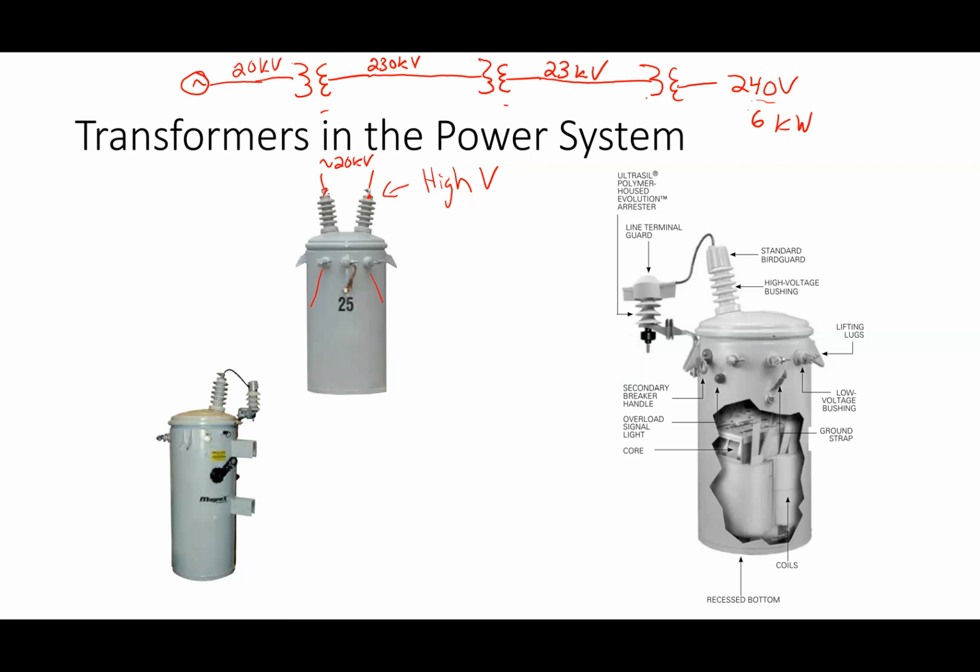All right. So what's going on is I go from 20 kV to 230 kV. There's 6 kilowatts in, 6 kilowatts out. What's true about the current on this side versus this side? As I go from low voltage to high voltage, what should be true about the current? Current goes down. And then it goes back up again. All right. By the time I get back here, it gets quite a bit higher.